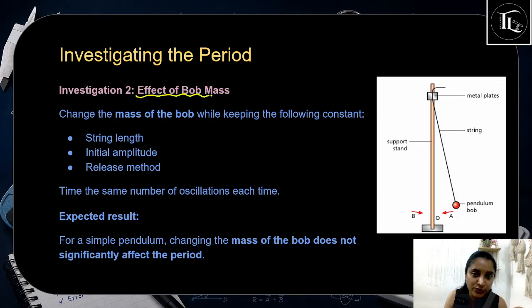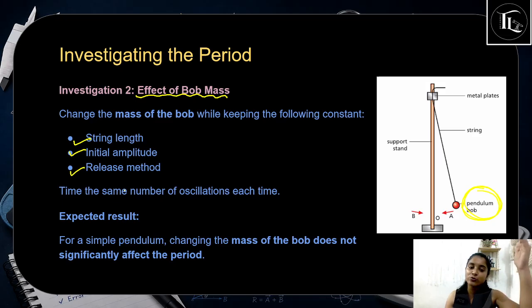So we are going to see the effect of the bob mass, right? This pendulum bob that we are using, we are going to change its mass, like 1 kg, 2 kg or a few grams. But what we are going to keep constant now: in the previous one, it was the string length that was changing and mass was kept constant. But in this, the string length will remain constant. So string length, amplitude, release method, everything else will remain the same. It is the mass that will change.